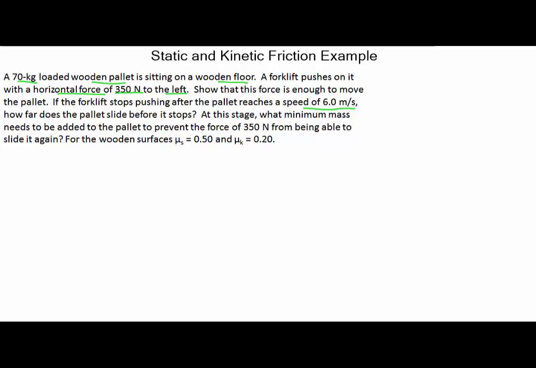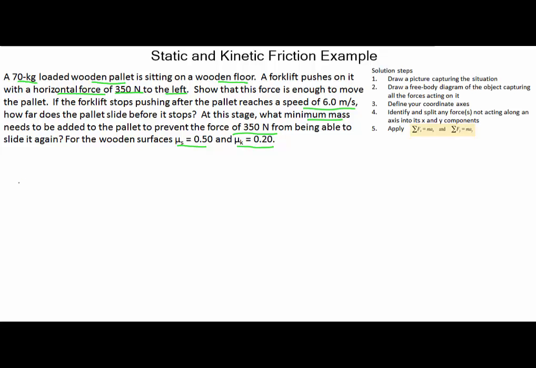At this stage, what minimum mass needs to be added to the pallet to prevent the force of 350 Newton from being able to slide it again? And then it gives us the constants, the coefficients of static friction and kinetic friction for these wooden surfaces. Okay, there's a lot to do here, several parts. So let's get started with the first one and get started with our solution steps or recipe.